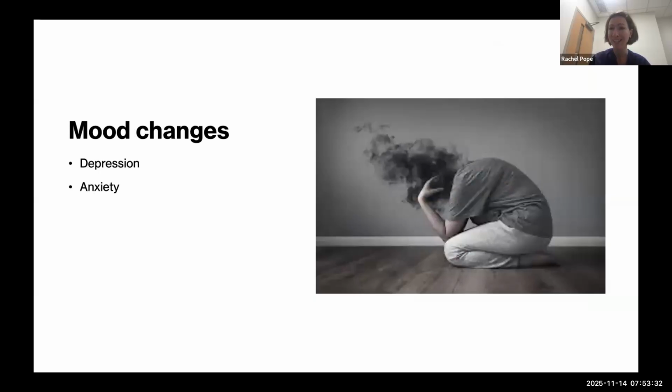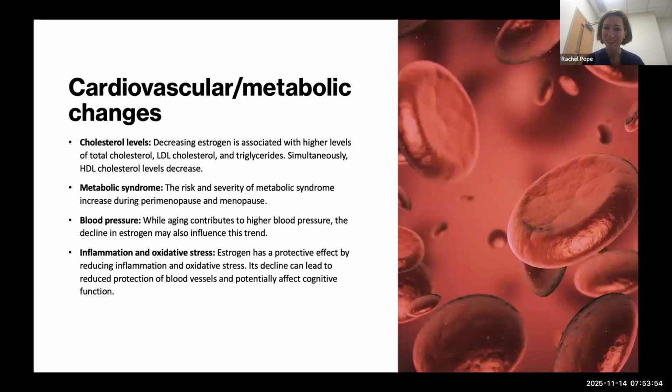Same thing with mood changes. I didn't put a percentage of incidence here because I found percentages as low as 18% and as high as 90%. And so I do think that it's very common to find depression and anxiety during perimenopause and menopause. And we probably don't know the true incidence because it's understudied. But thankfully, Dr. Conklin is doing that work.